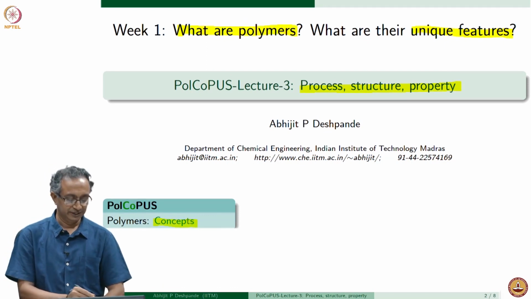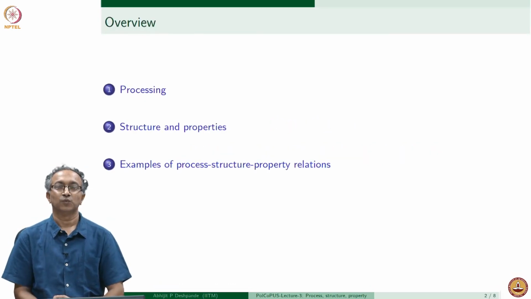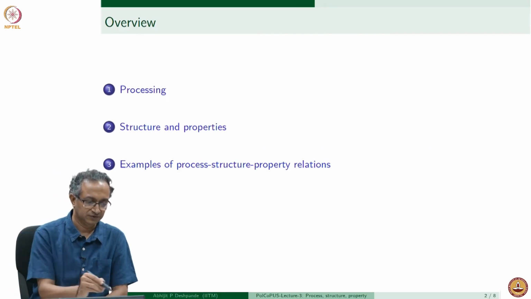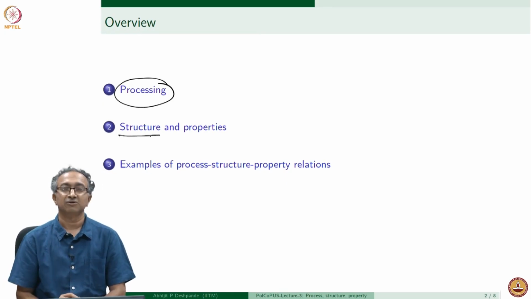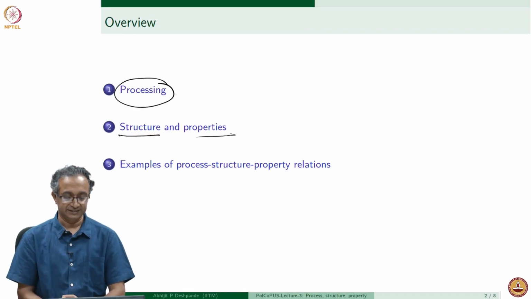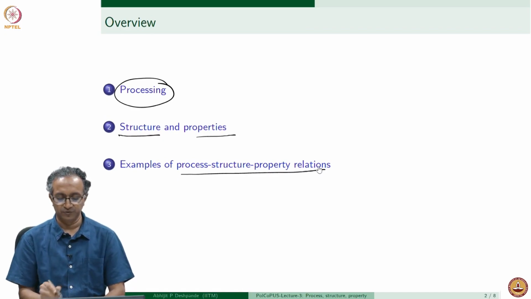And how we are going to do this is by looking at what is processing in the context of polymers. What do we mean when we say we are processing the polymers? What do we mean by structure of these polymers and properties, and more importantly, how are they interrelated? So we look at a few examples of process structure property relations in these polymers.